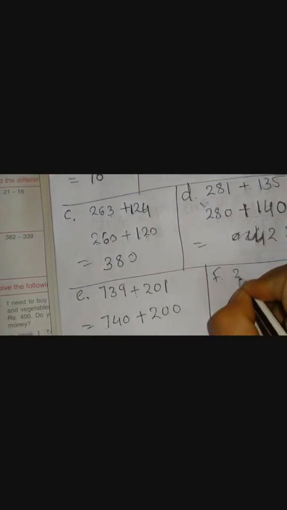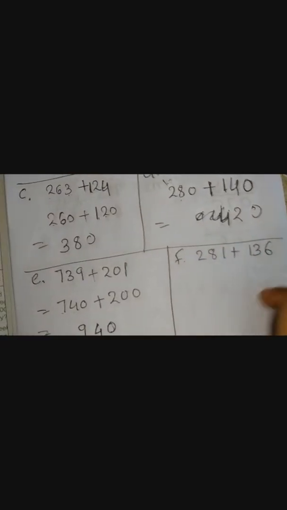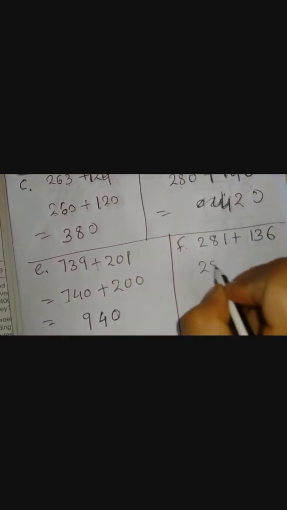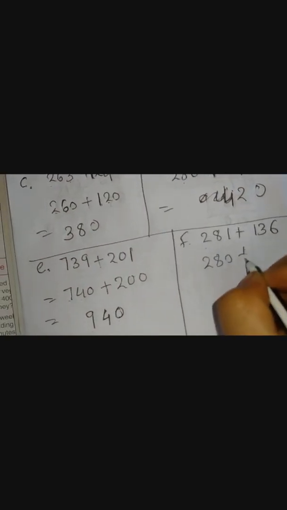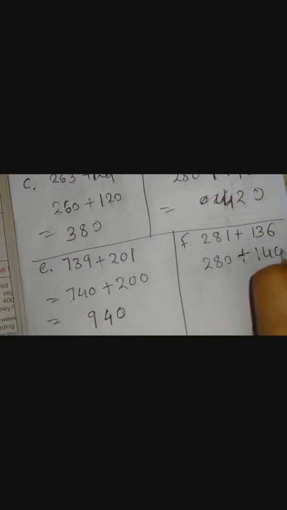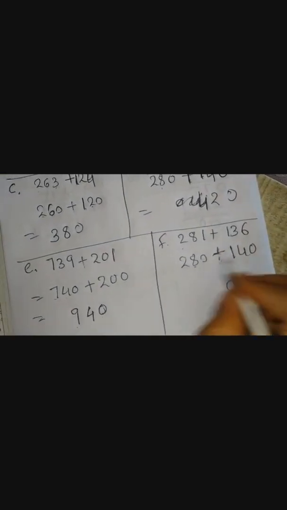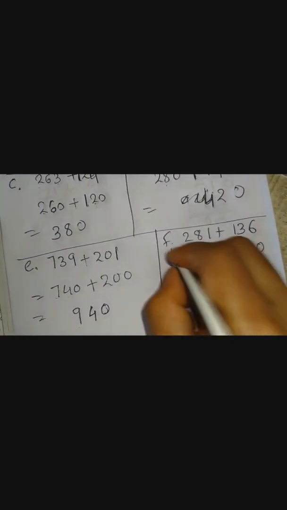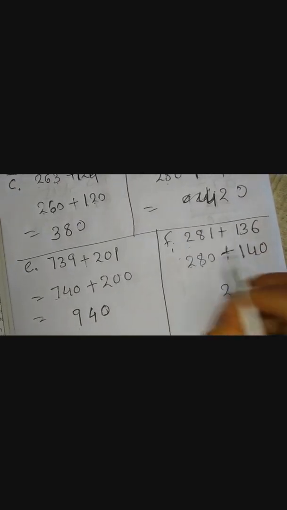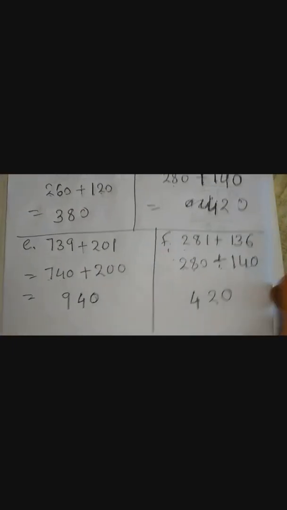Next question is 281, F sum. 281 plus 136. We will round off. So 280 plus 140. 0 as it is. 8 plus 4, 12. Right, here 2, and 1 is a carryover. 2 plus 1, 3. 3 plus 1, 4. Answer is 420.